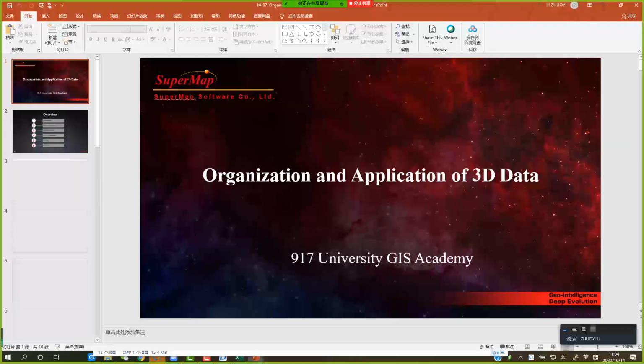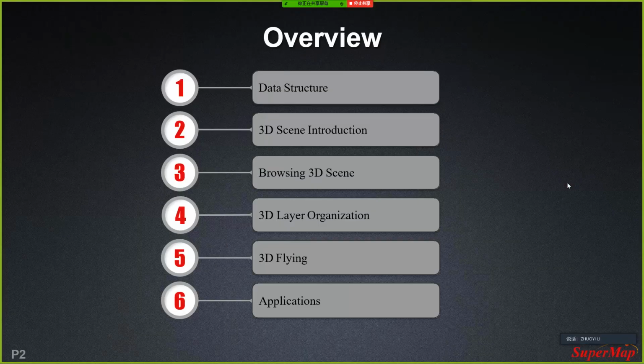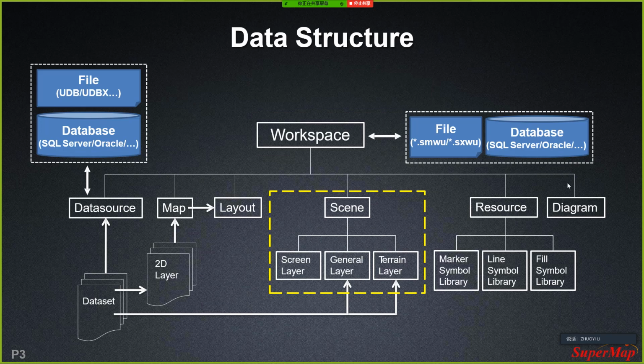The last class, organization and application of the 3D data. So, that's our content. Did everyone remember the data structure of our software? It is a tree-like structure, and the workspace corresponds to the root node, and it includes the data source, map, layout, and scene.